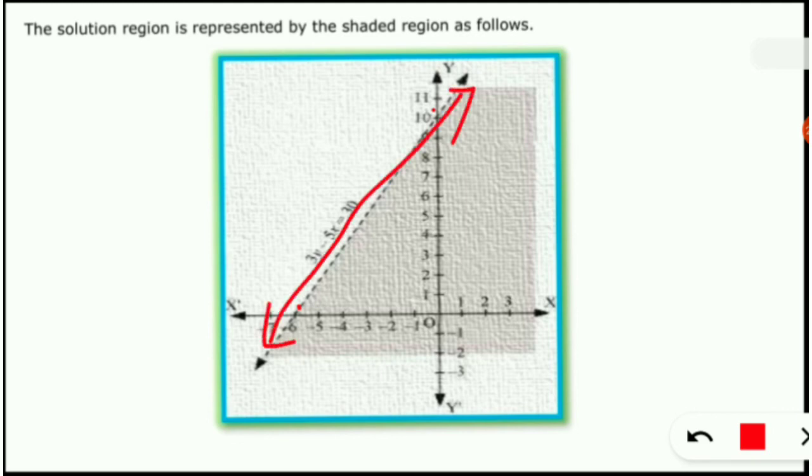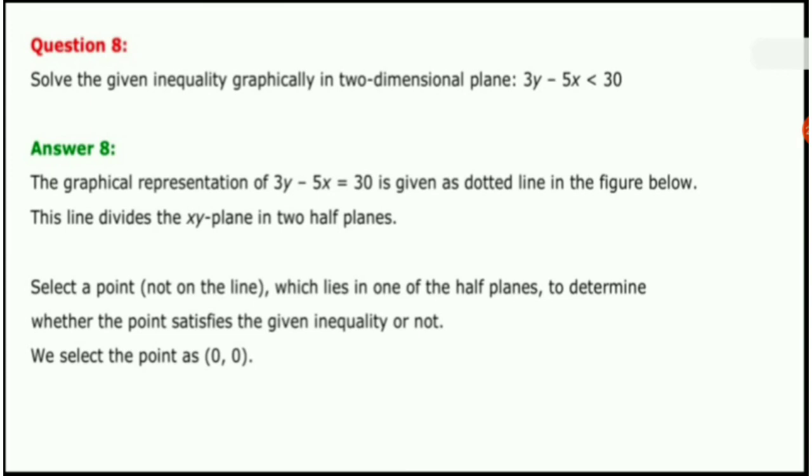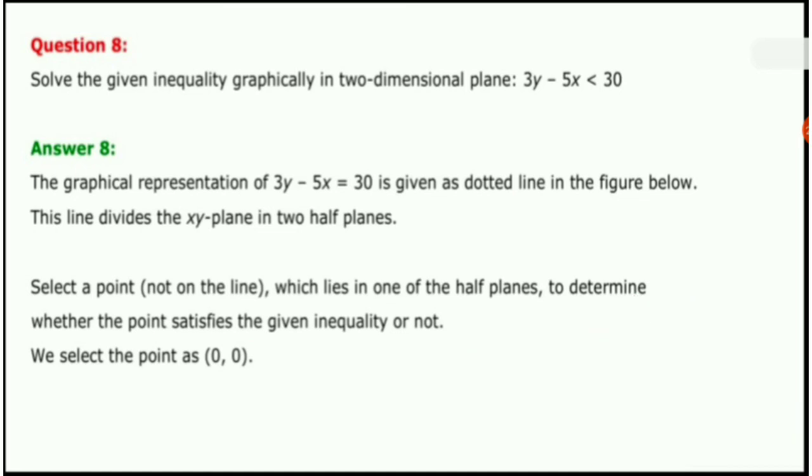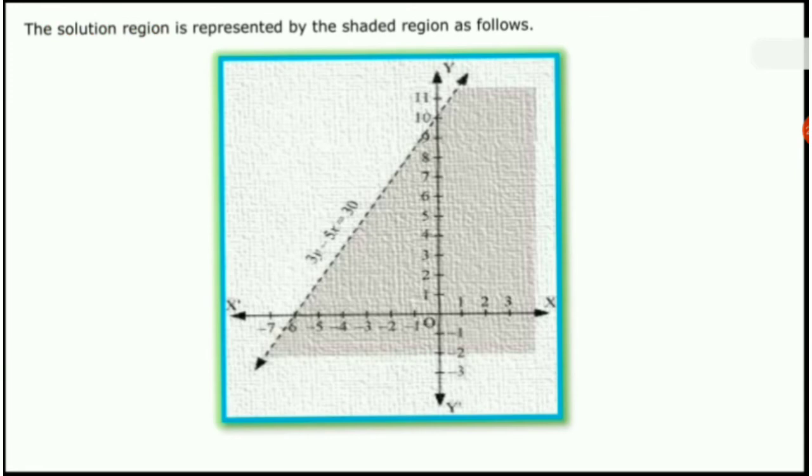After that, if we take 0 comma 0, then definitely thrice y minus 5x, that means 0 minus 0 less than 30. So 0 less than 30, which is true. That means the lower half plane of this line is the required region. That means this portion.